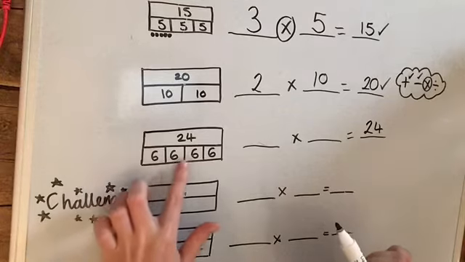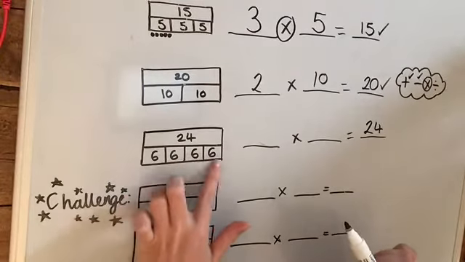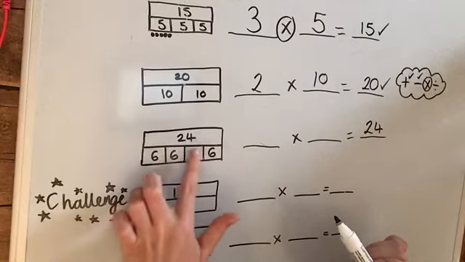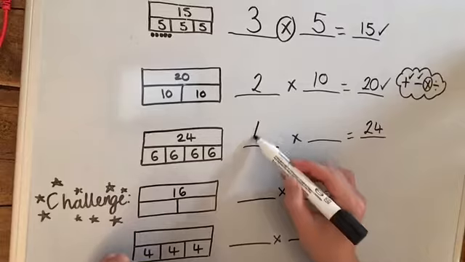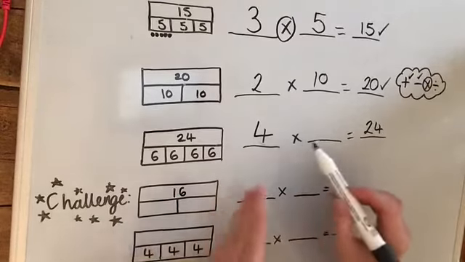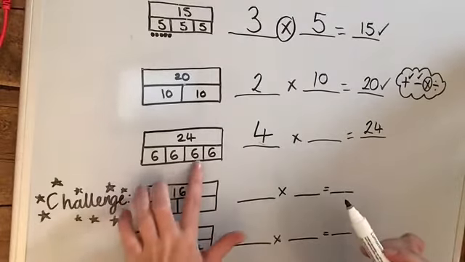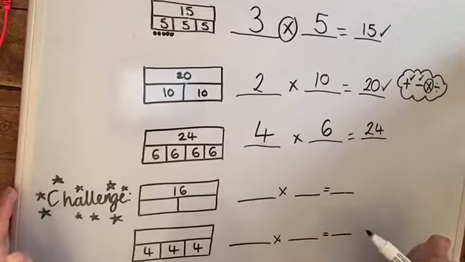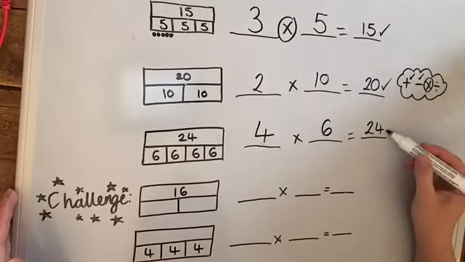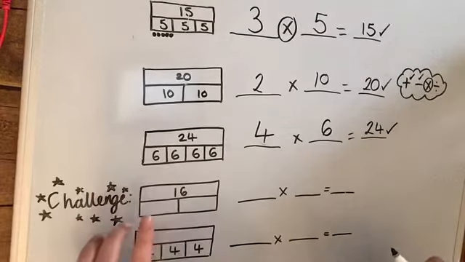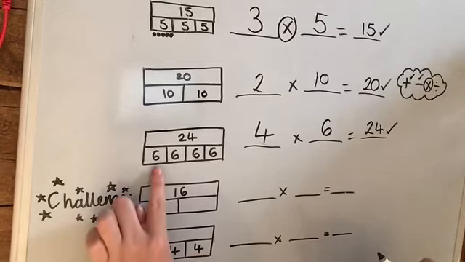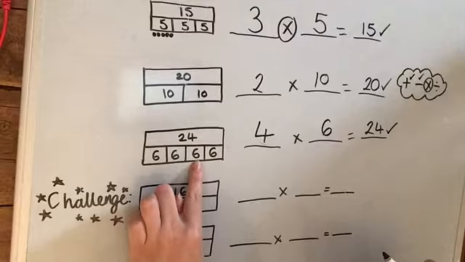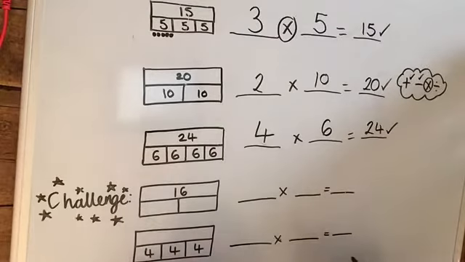Now, how many groups have I got, or how many chunks is the bar underneath split into? I can see 1 chunk, 2, 3, 4. So it's 4 groups or 4 chunks of, how much is in each chunk? 6. 4 lots of 6 makes 24. Now we can count in our 6's if you know. So that would be 6, 12, 18, 24. I'm happy with that one.